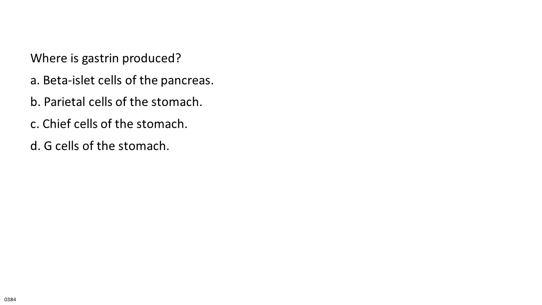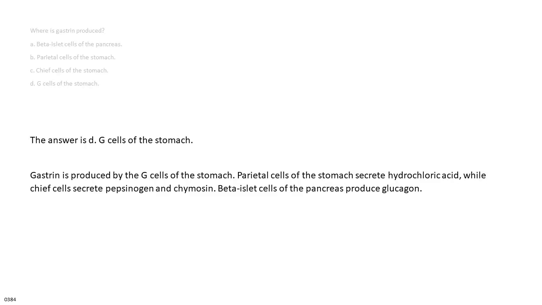Where is gastrin produced? A. Beta-islet cells of the pancreas. B. Parietal cells of the stomach. C. Chief cells of the stomach. D. G cells of the stomach. The answer is D. G cells of the stomach.